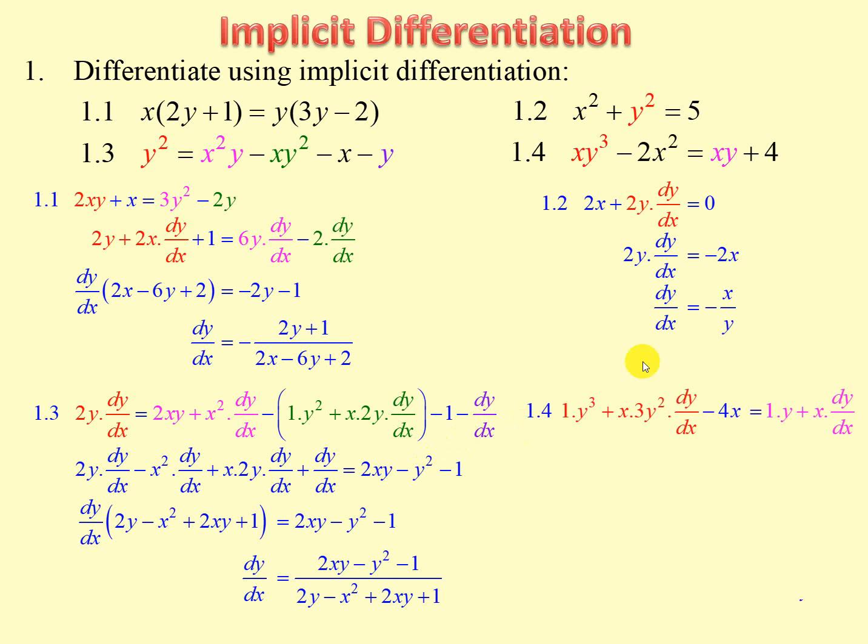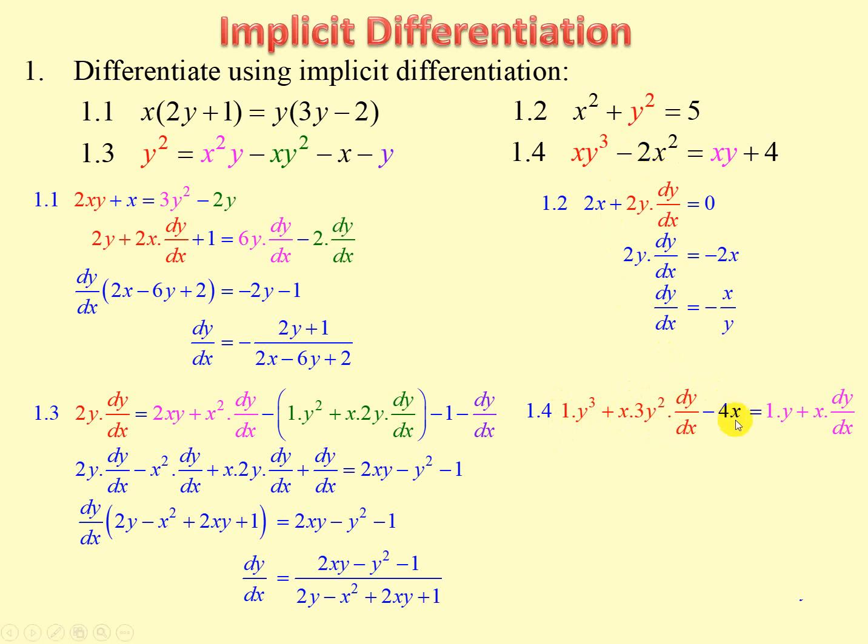The final one, xy cubed, differentiate. We take the derivative of each side, and when you differentiate a difference, it's the same as the difference of the derivatives. When you differentiate a sum, it's the same as the sum of the derivatives. Product rule. Derivative of x times y cubed plus x times derivative of y cubed, and it's chain rule.